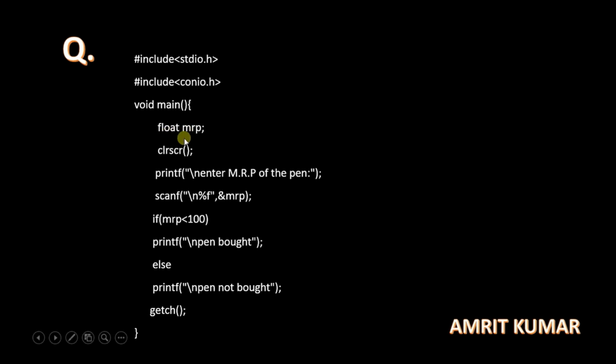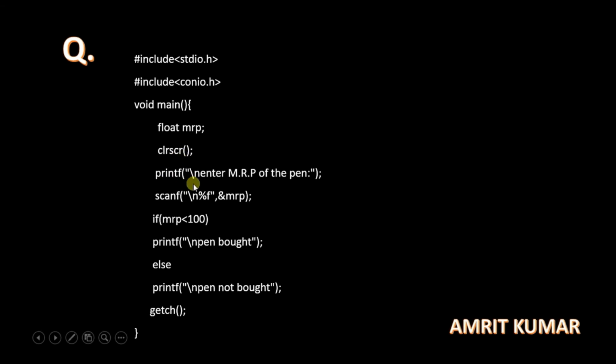After that I have declared MRP. MRP is our variable, and it is going to carry a float number. Therefore, I have used the float data type here. After that, the clrscr function, which is used to clear the screen.